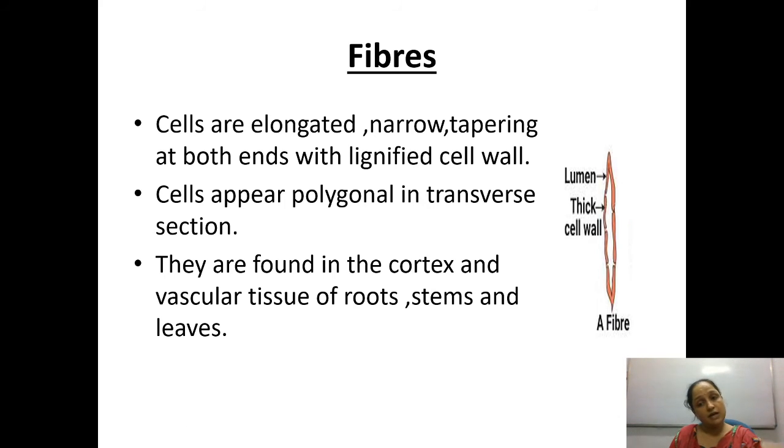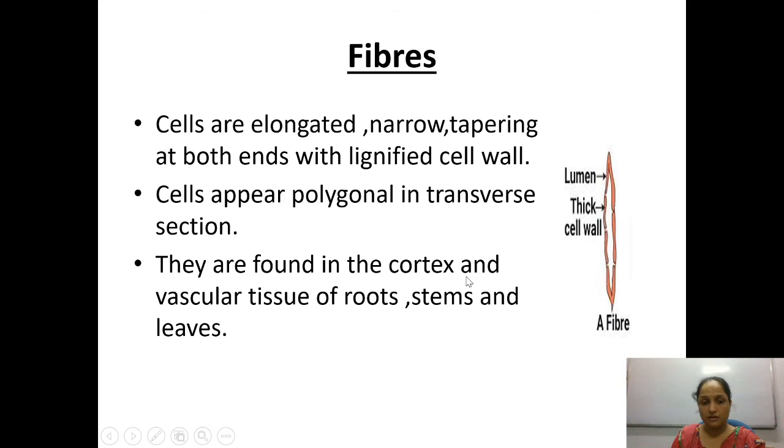So what will you find in the cell wall? Lignin. Okay. Cells appear polygonal in transverse section. When you cut it in transverse section, okay, in the transverse section you will be able to see that it has a polygonal shape. They are found in the cortex.